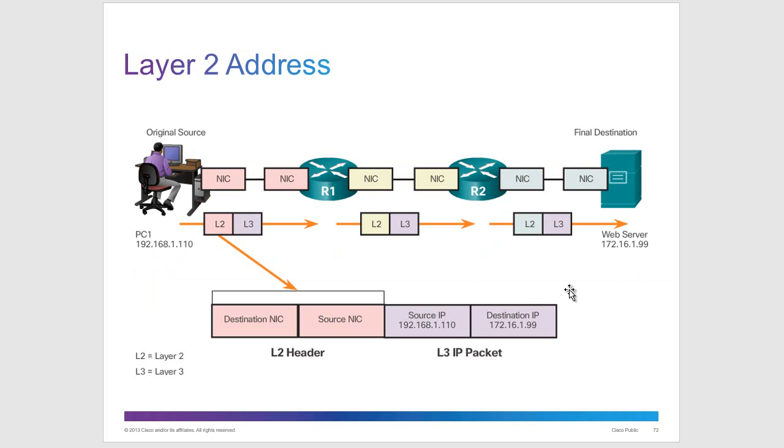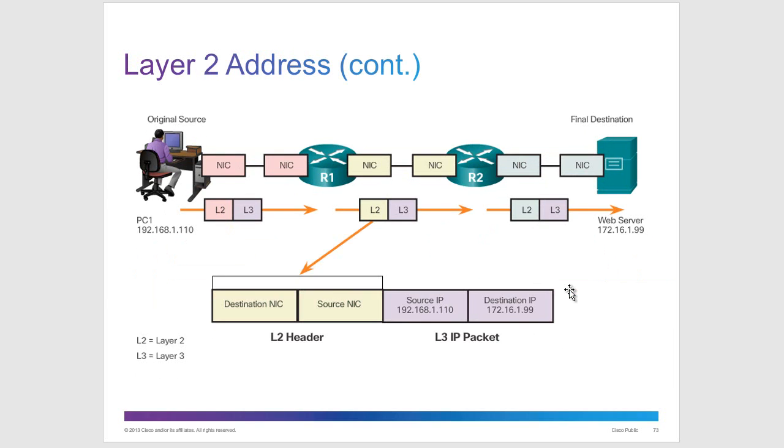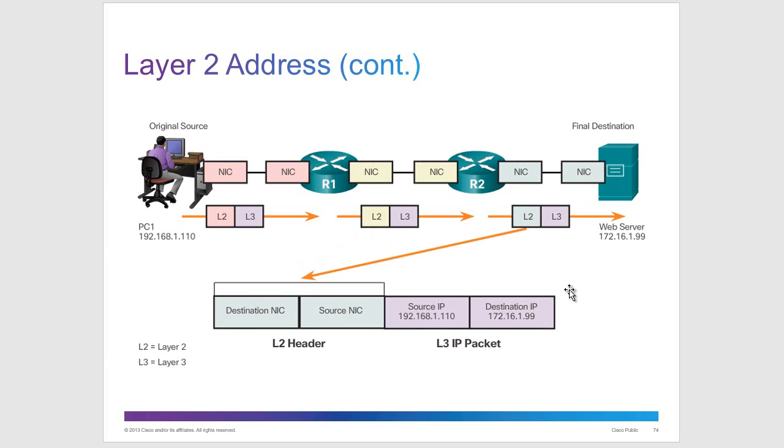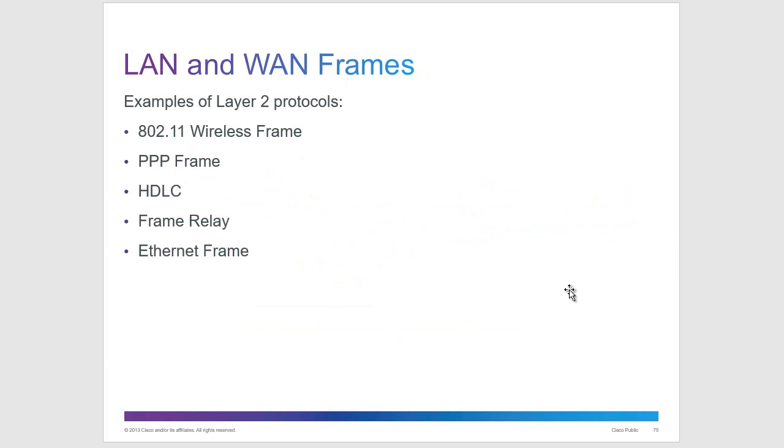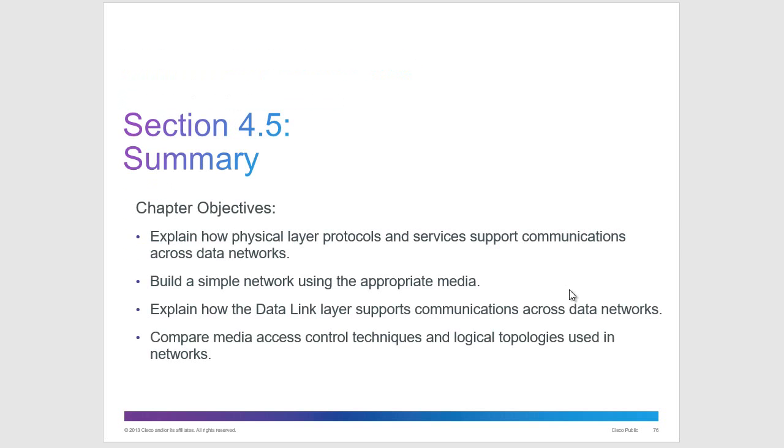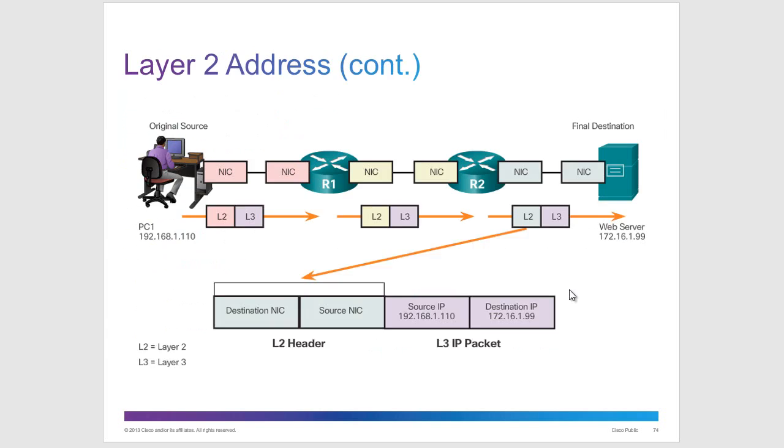All right, so layer 2 addressing, we've talked about how that works and how it jumps every time the MAC address changes from device to device. All right, I think we're about done. Some different examples of layer 2 protocols: point-to-point, 802.11 wireless frame, and frame relay, which we'll talk about a lot later. And Ethernet, I believe, is in the next chapter. It's all Ethernet. So that's that.